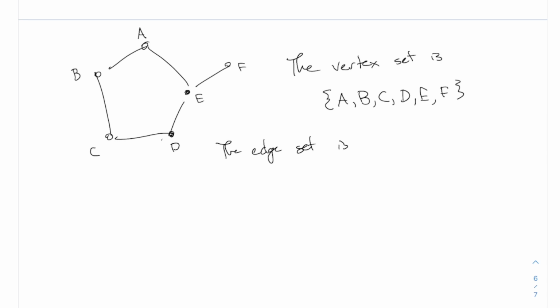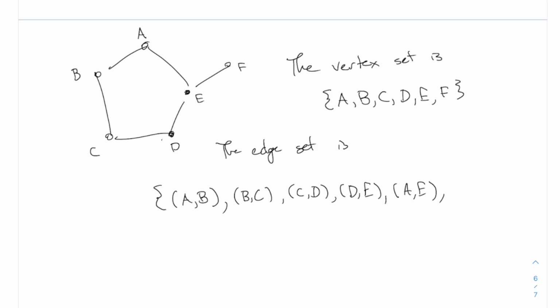is also a set. And here I'm going to just list out what are all the edges. And I'm going to write each edge as a little pair. So I include A, B. That means there's an edge from A to B. There's also, and you just have to write them all down, an edge from B to C. There's also an edge from C to D. There's an edge from D to E. And there's an edge from A to E. And there's an edge from E to F. And I think I wrote down all of them. All right?